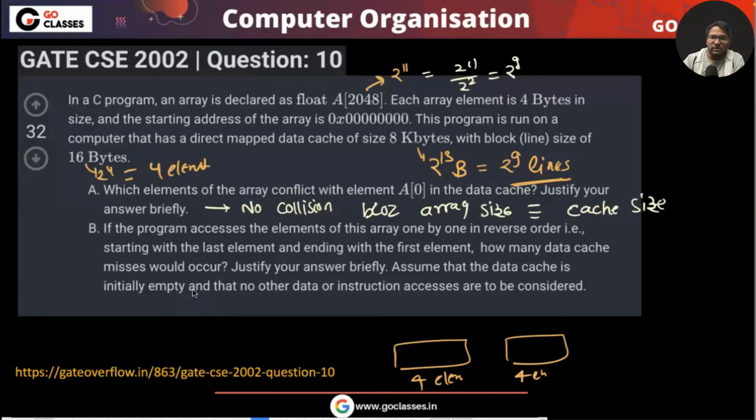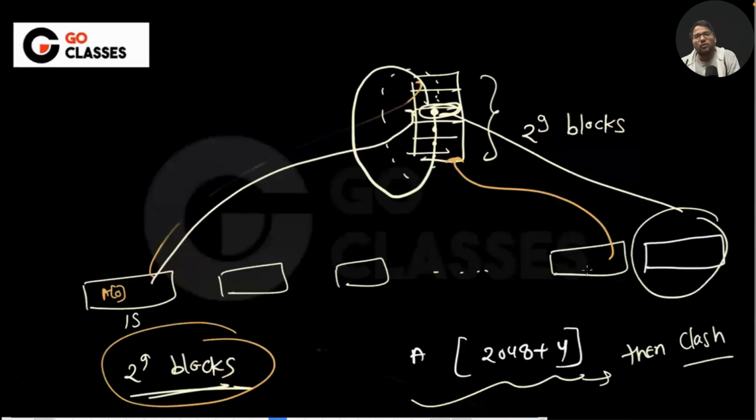Okay. Now what they're saying is, if the program accesses this array one by one in the reverse order, starting with the last element, how many data cache misses would occur? Justify your answer. Assume the data cache is initially empty and no other instruction. I don't think it will matter, but how many blocks do we have here? I think 2 power 9 blocks.